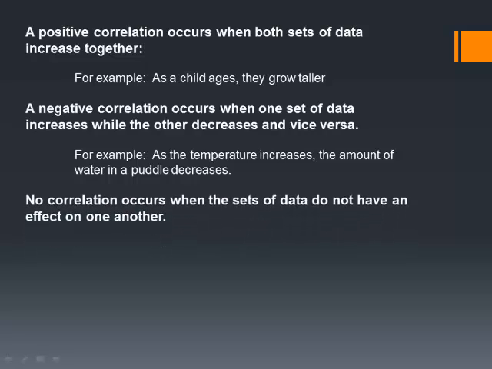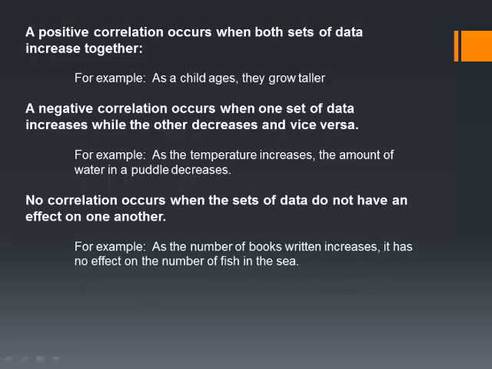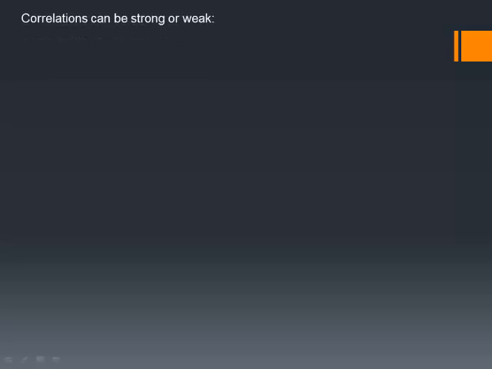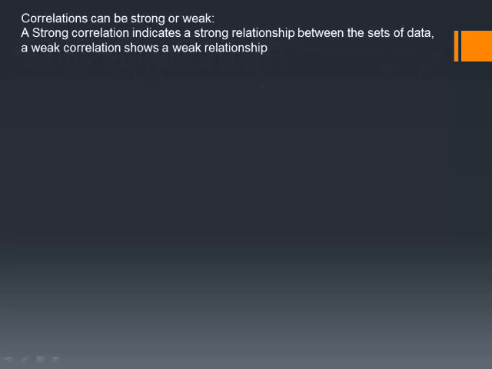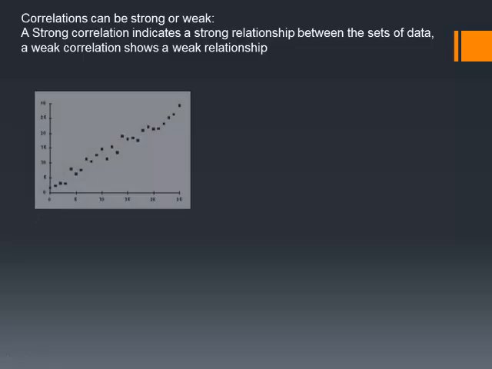No correlation occurs when the sets of data do not have an effect on one another. So as the number of books written increases, it has no effect whatsoever on the number of efficiency. Correlations can be strong or weak. A strong correlation indicates that there's a potentially strong relationship between the sets of data. A weak correlation shows a weak relationship.